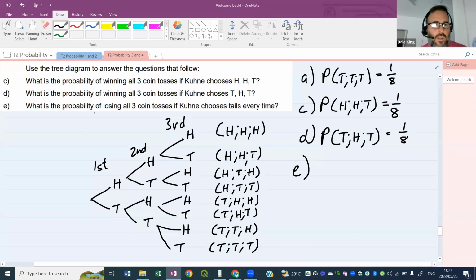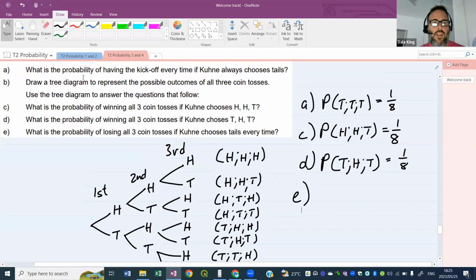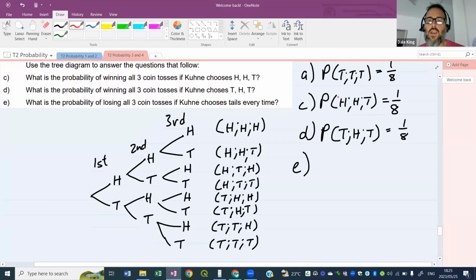It says, what is the probability of losing all 3 coin tosses if he chooses tails every time? Now, we've seen this text before. If I scroll up a little bit, question A said, what's the probability of having the kick up every time or winning every time if he chooses tails? All right, so we answered question A over here at the top. Now they're asking us, what's the probability of losing 3 times in a row if he chooses tails, tails, tails? How are we going to do that? So the probability of winning if he chooses tails, tails, tails is 1/8.